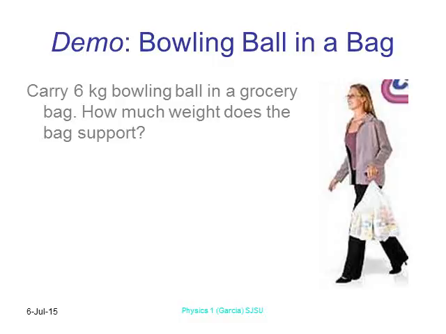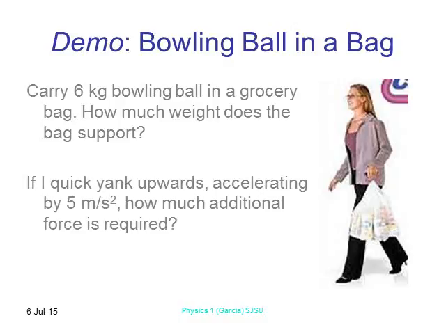Okay, so let's say you are carrying a bowling ball in a grocery bag. How much does the bag support? Well, if it's 6 kilograms, we know we can do the math. We're assuming this woman is walking on Earth and not on the moon. So that should be 6 kilograms times the acceleration of gravity, which is 10 meters per second squared, down, and we should get 60 newtons. All right, so hopefully that'll be 60 newtons straight down.